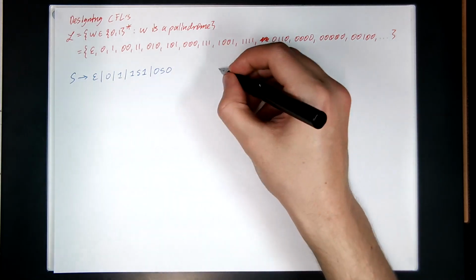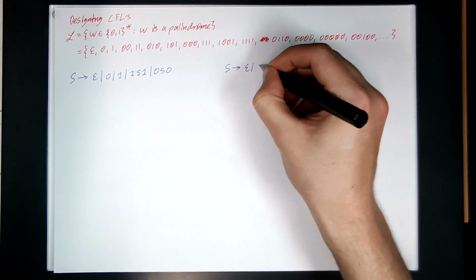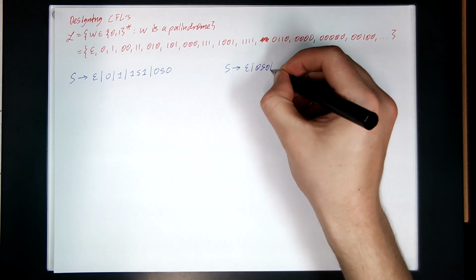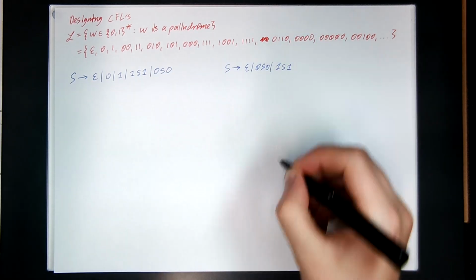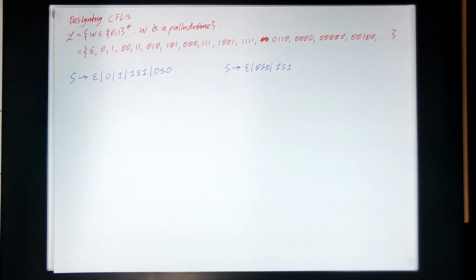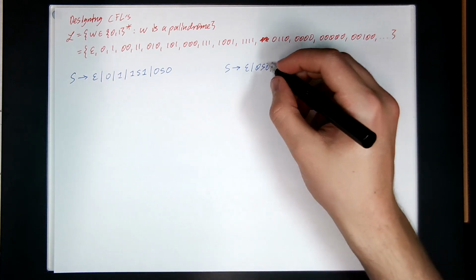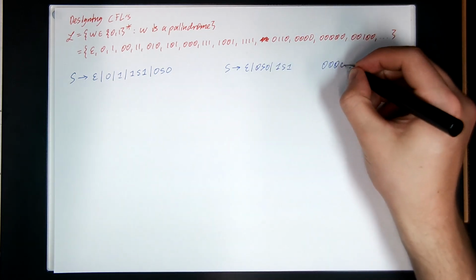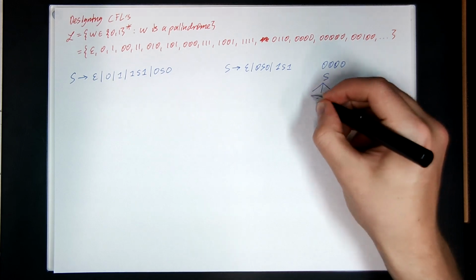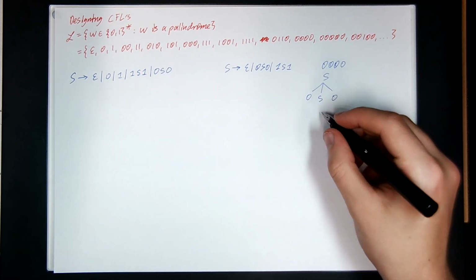Suppose we left that out. So suppose we had S goes to epsilon, or 0S0, or 1S1. It would be impossible for me to make a palindrome of odd length. Because if I wanted to produce the string 0, 0, 0, 0, so S goes to 0S0, I lied.